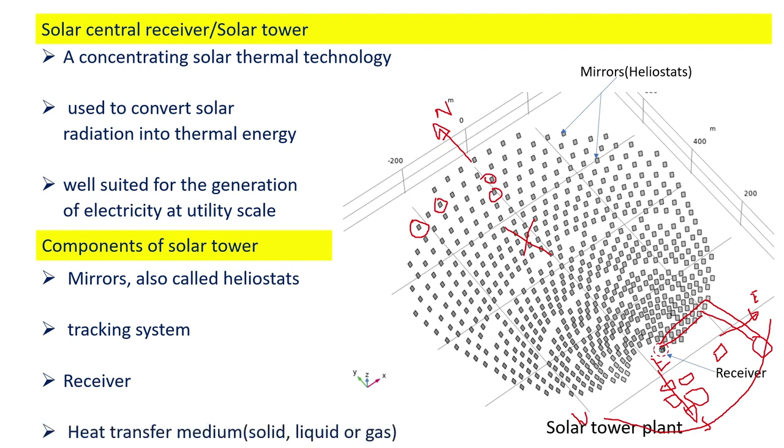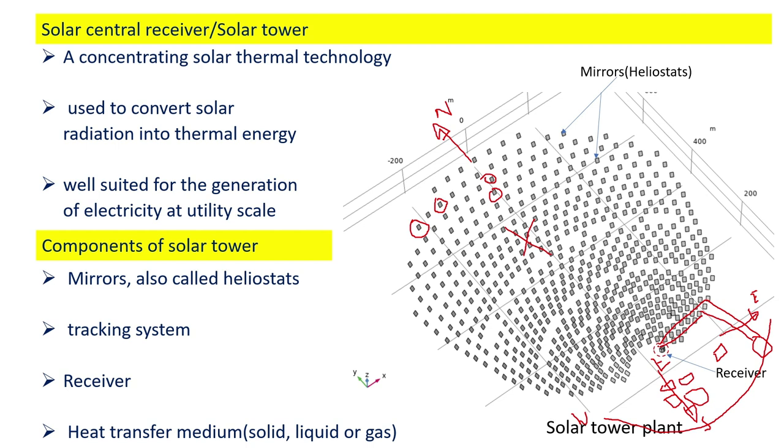This receiver receives the sunlight, and this receiver is basically a heat exchanger. So when the sunlight falls on this receiver, the outer surface of the receiver absorbs the sunlight and transfers it to a fluid which is flowing there, and that fluid converts that solar energy into heat energy and carries it to the power plant where power is generated, or for various other purposes.